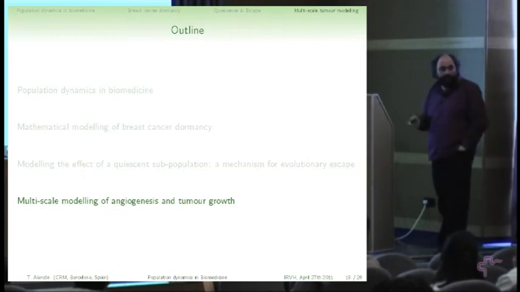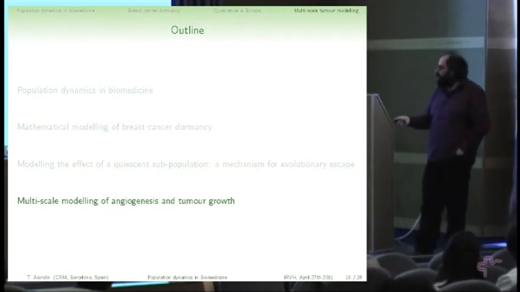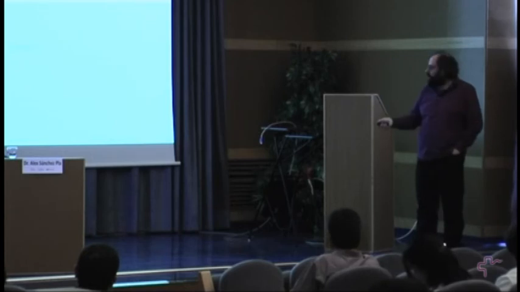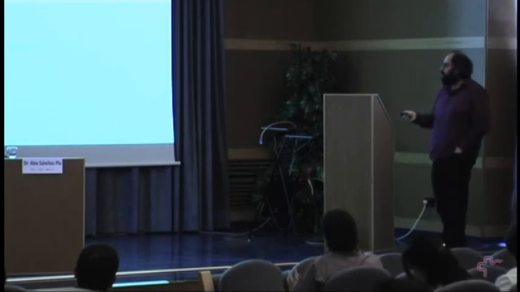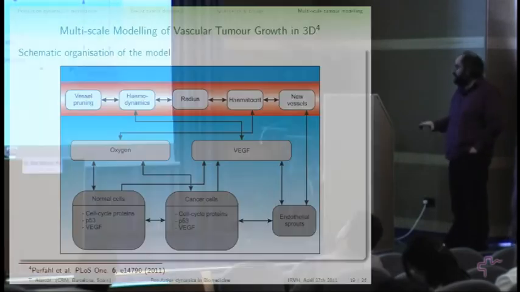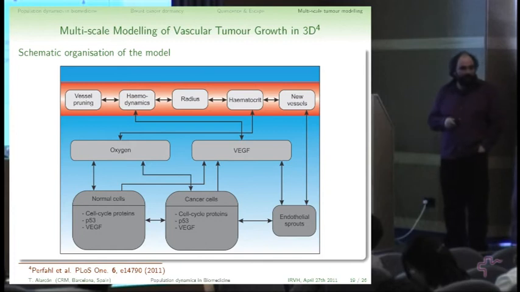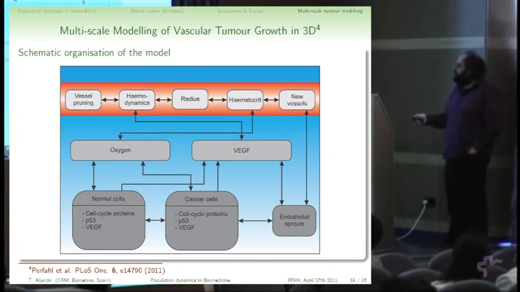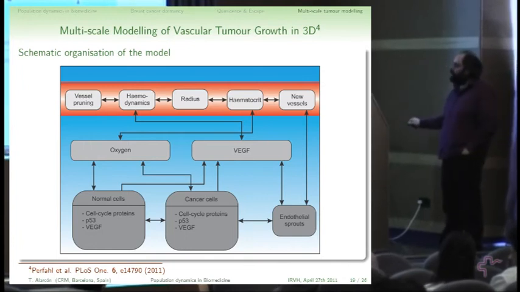And last but not least, I'm going to discuss this third type of population model, multi-scale populations, in which the birth and death rates are not given parameters; they are part of the model. And I will tell you about this model in the context of angiogenesis and tumor growth. So this is what the model looks like, at least a schematic of the organization of the model. Basically, what you have here is a very complicated model in which you have different layers, so to speak.